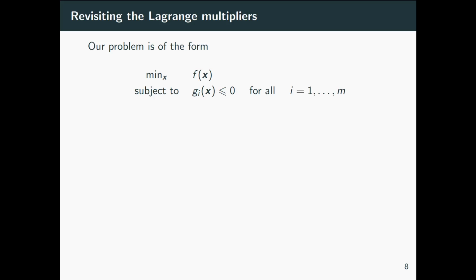But before we do that, we'll revisit the Lagrangian multipliers and understand them in even more depth, as to why there's a particular form of Lagrangian multipliers that we study. So our problem is of the following form. We're trying to minimize a function f(x) over x subject to m inequality constraints g_i(x), which are of the form less than or equal to 0.